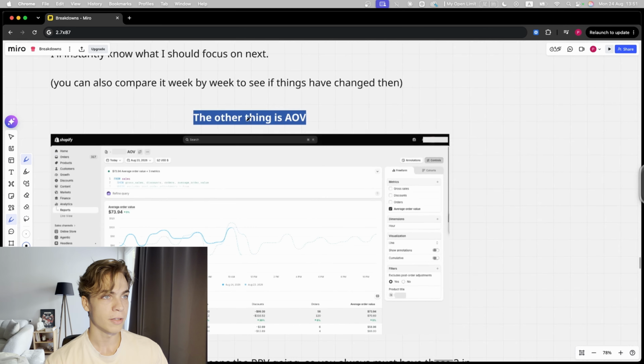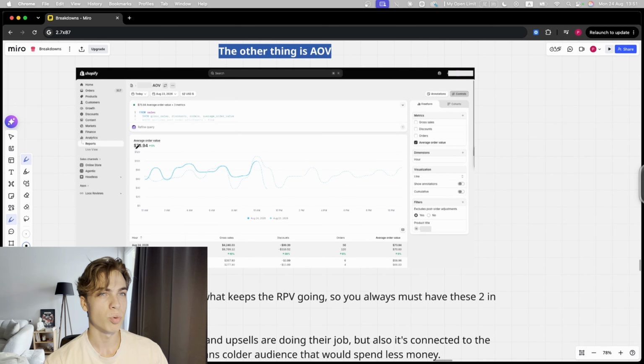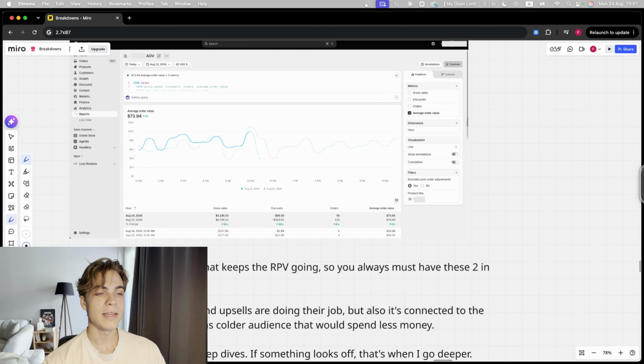The other thing that I like looking at is the average order value, and basically again the filters that I have over here, I just do it by product. If there's not too many products on the store, or if there are a lot of products, just check the overall AOV and check that it is not dying out, right? And as I told you, the conversion rate times the average order value is basically what is going to keep the revenue per visitor going. So you must always have the conversion rate and average order value in check.